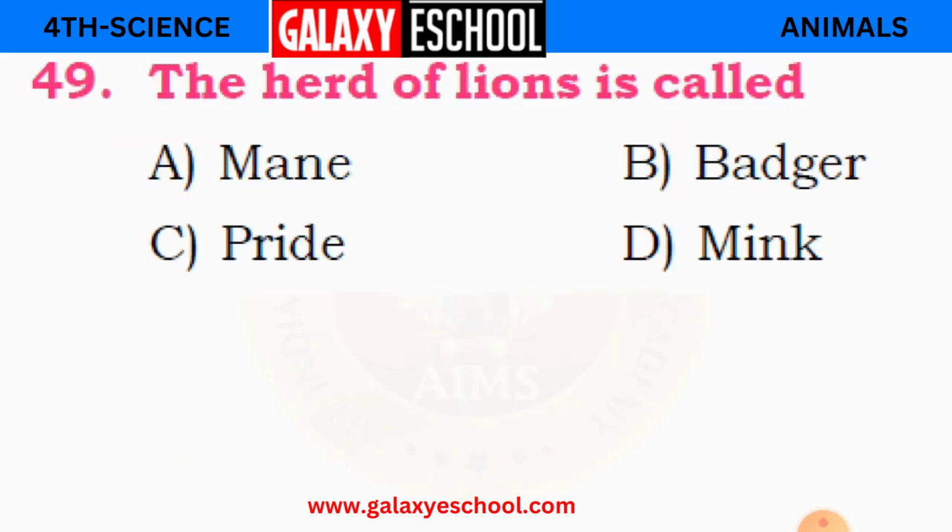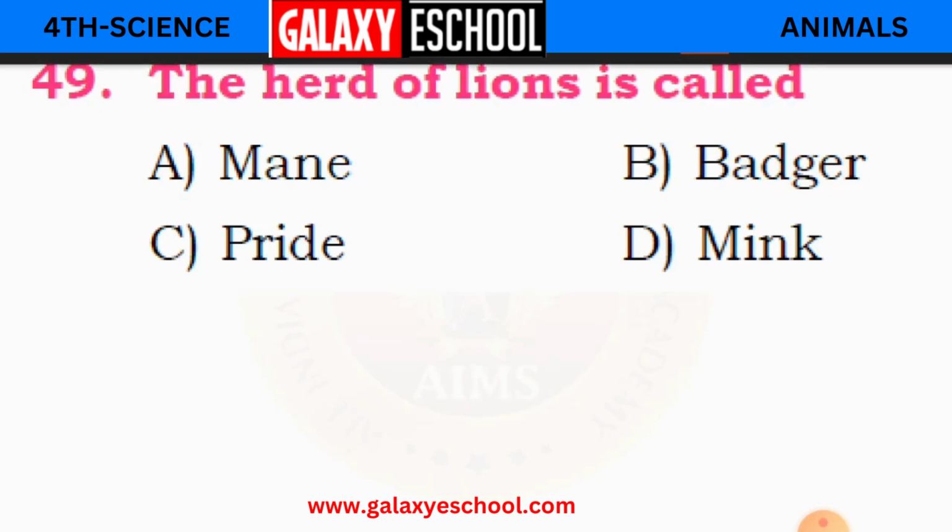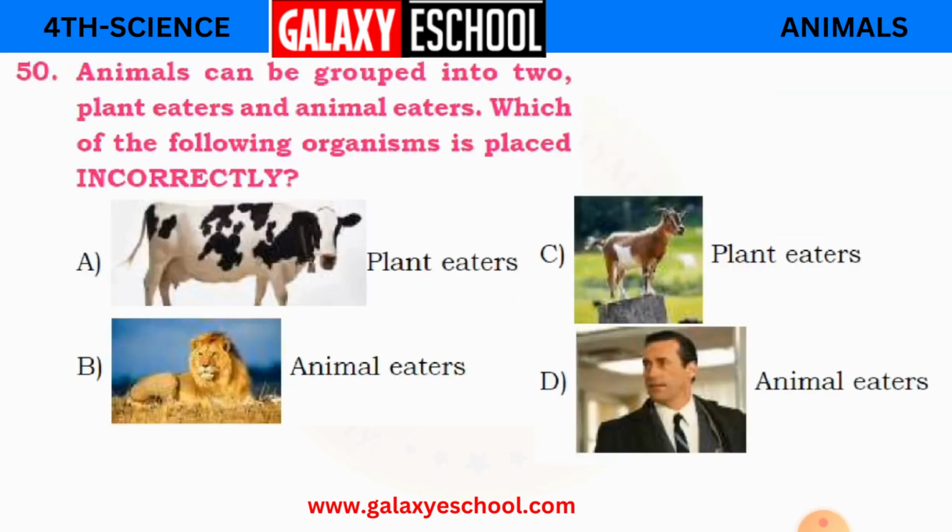The herd of lions is called what? Mane, badger, mink or pride. So C is the correct answer. That is pride. Clear? 50th question.